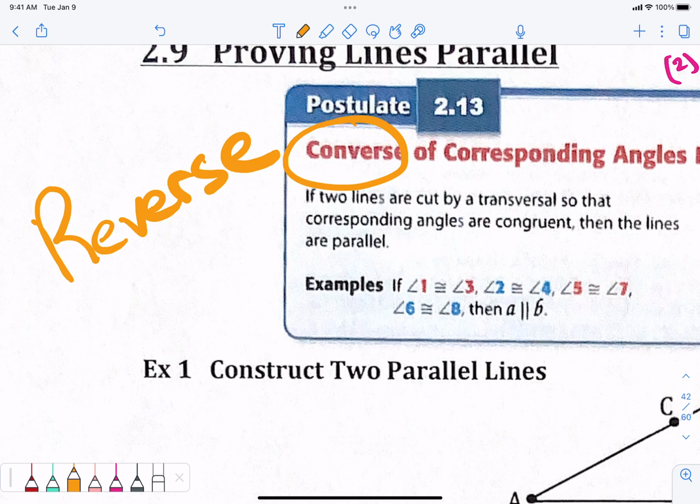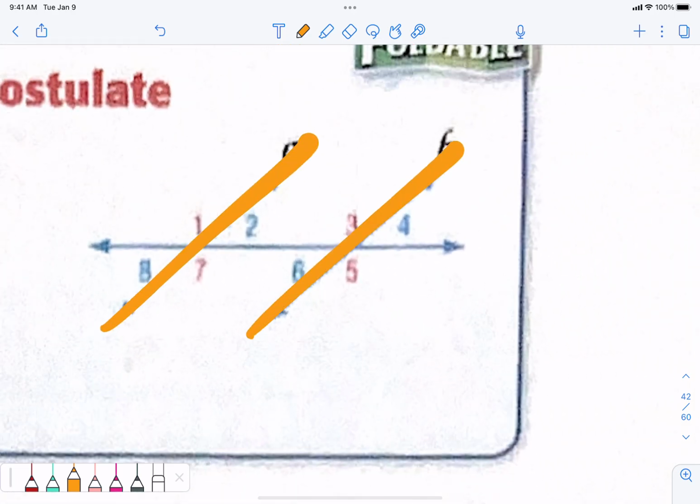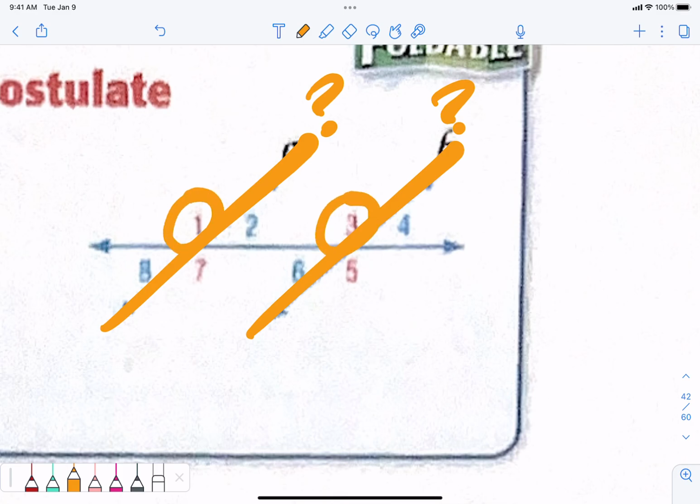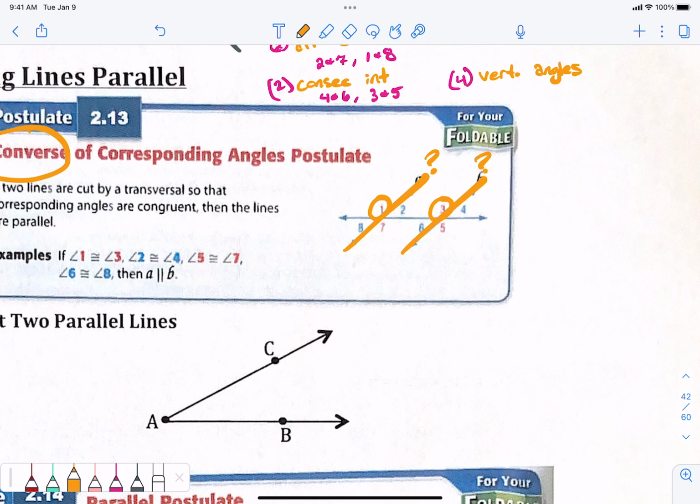Corresponding angles. I'm going to show you the diagram. We don't know for sure that A and B are parallel. We don't know that. But they're saying that angle 1 is the same measure as angle 3. And if that is true, angle 1 and angle 3 are corresponding angles. If 1 and 3 are the same, do those two lines have to be parallel? Yes, they do, right? So it's saying the opposite thing. Now we can conclude that those two lines are parallel.